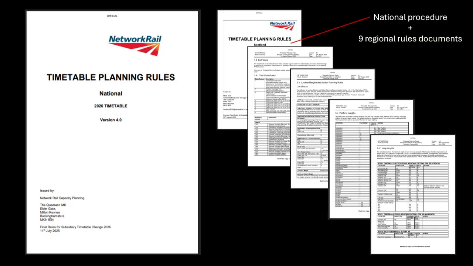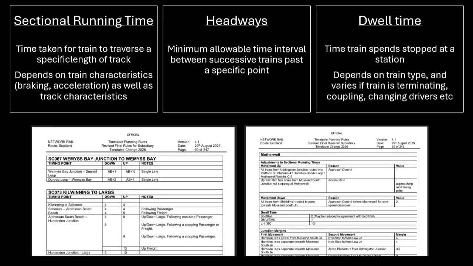In the UK, the process begins around 18 months before the timetable comes into operation, with passenger and freight operators submitting bids for what services they want to run. Network Rail then coordinates and validates these services together to form the timetable according to a set of documents called the Timetable Planning Rules. These specify parameters such as sectional running times, headways and dwell times for every station and section of track in the network.